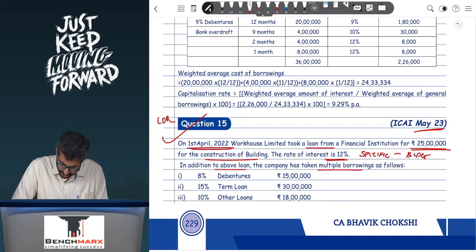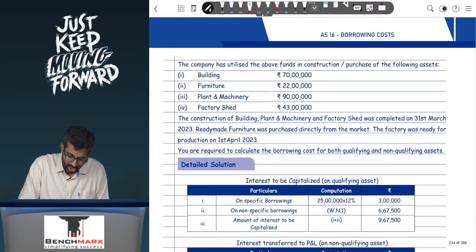So this is total, if I go to see, 45 and maybe 63 lakhs worth of borrowings. This is in addition to the loan. So this must be general borrowings. The company has utilized the above funds in construction or purchase of the following asset.